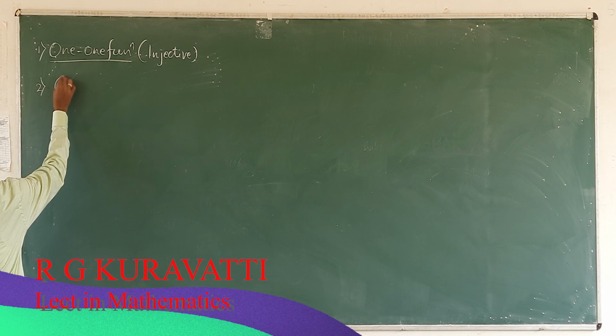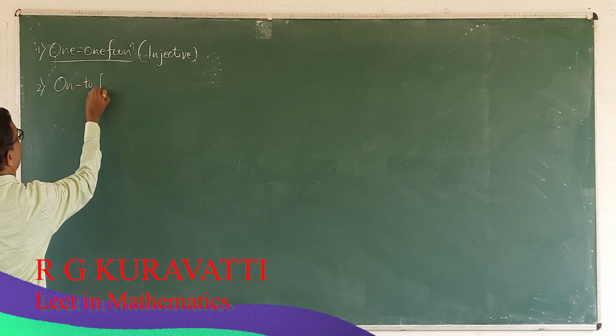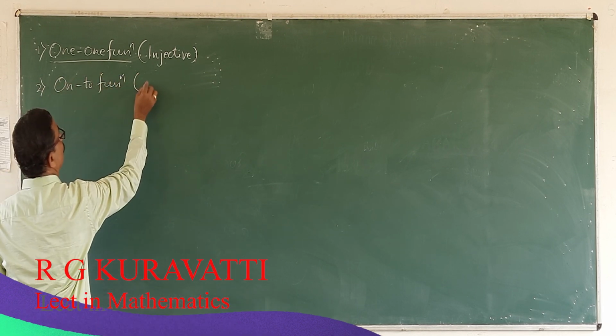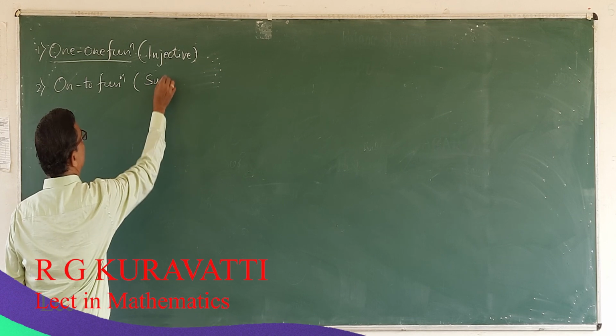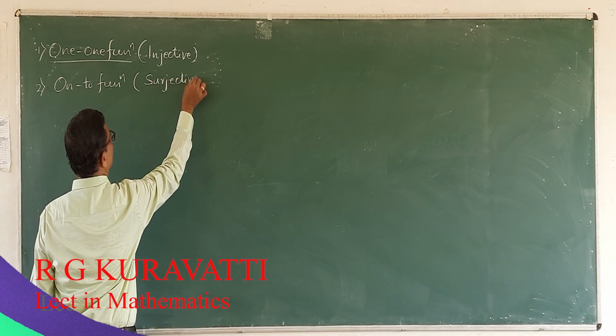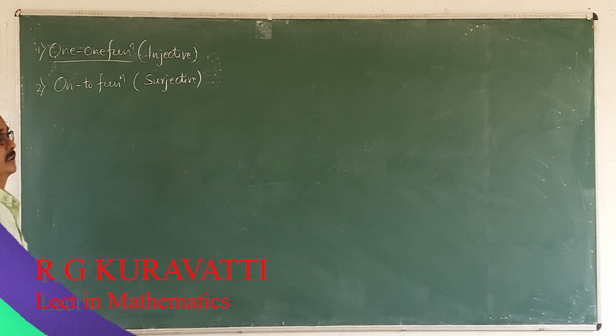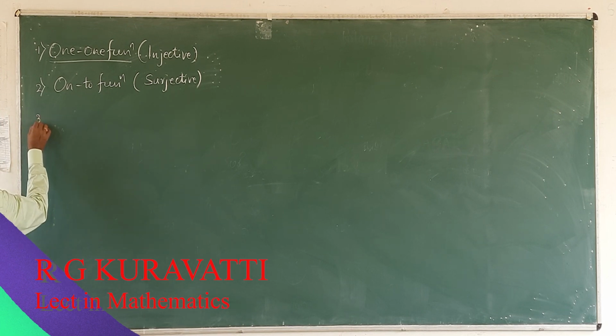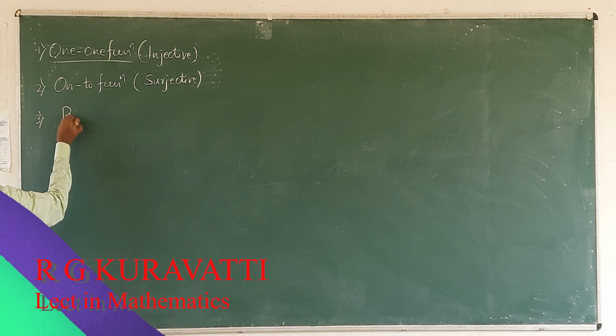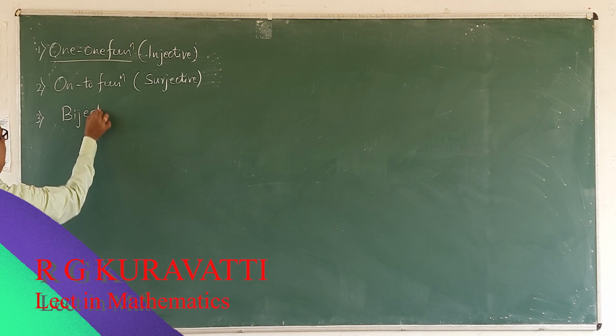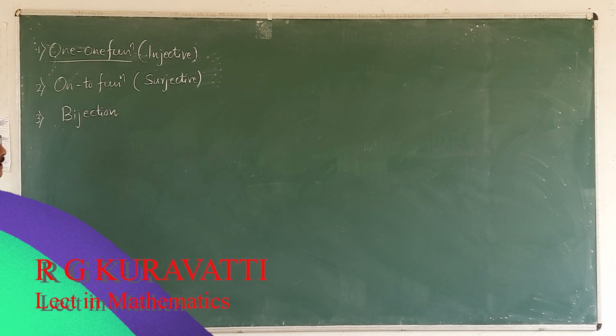Type number 2, onto function. Another name of onto function is surjective function. Remember, another name is surjective function. Type number 3, bijection. Bi means two, bijection.